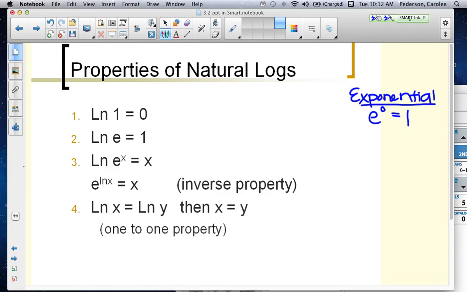Property 2. Logarithm base e of e equals 1. Why? In the exponential equation, base e raised to the 1 equals e. And then the inverse properties are also true. And then 1 to 1 should look pretty similar too. And then I just have a few practice problems again, like what we did after the properties of the common logs, the logarithms.